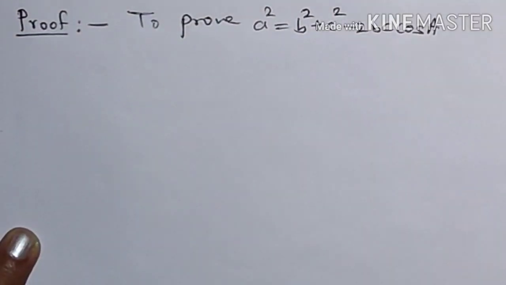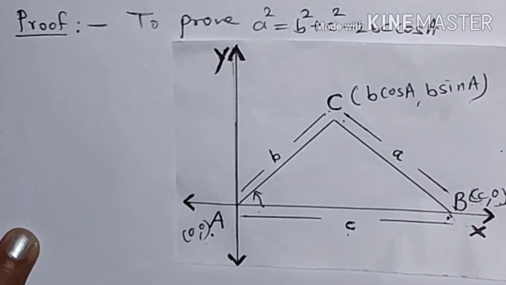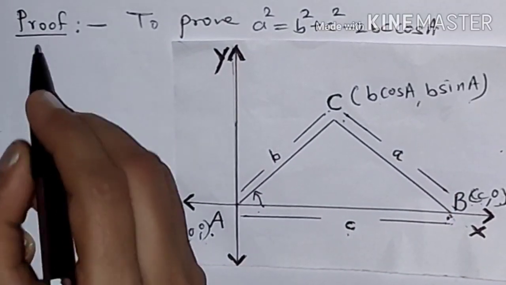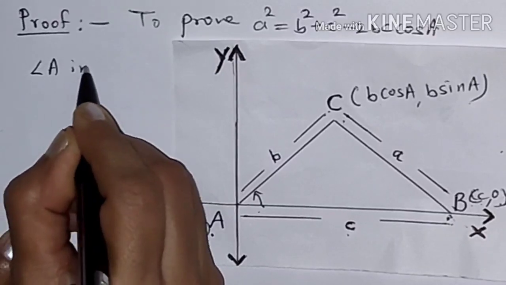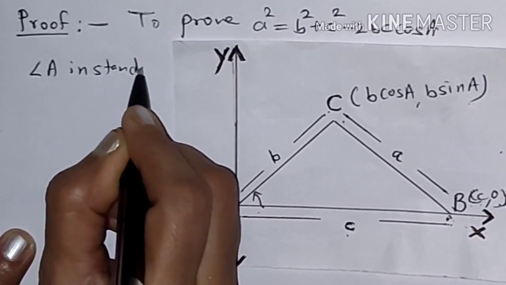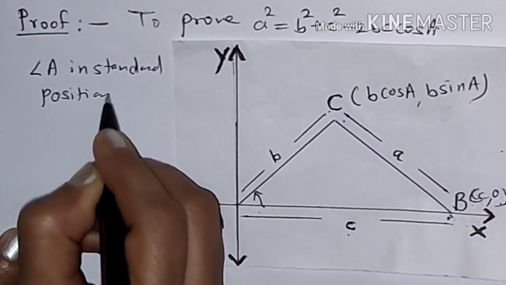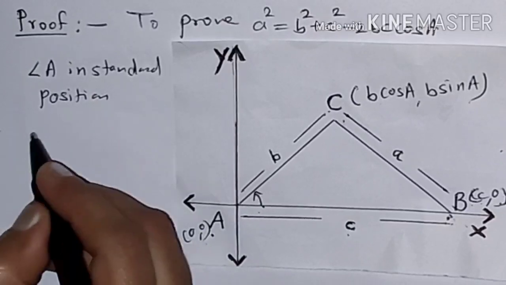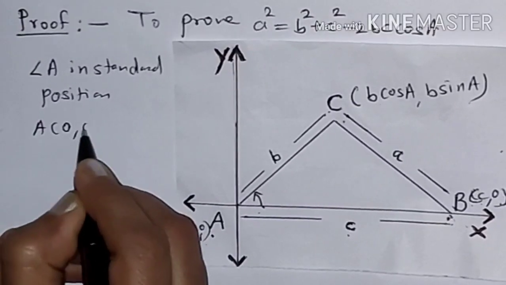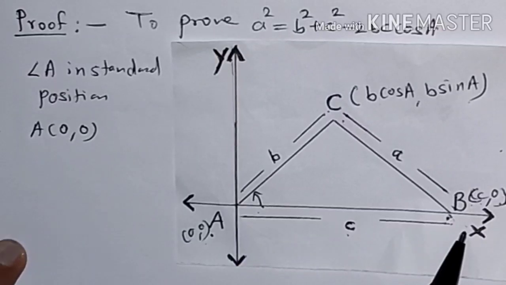In order to prove this, we are going to consider angle A in standard position. So we consider A at the origin. The coordinates of A will be (0, 0), with the x-axis along AB.